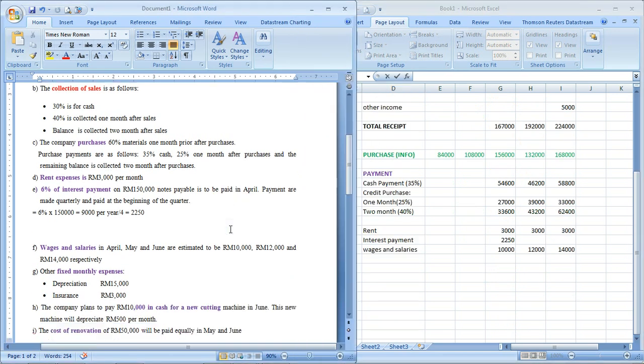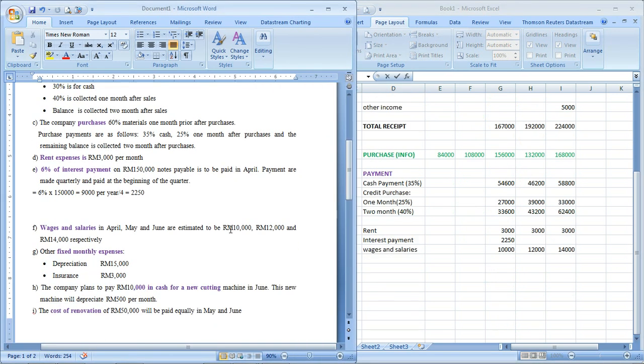There are a lot of types of payment questions. Sometimes payment is based on sales, sometimes payment is monthly. For this direct question, it is 10, 12 and 14. If the question says wages and salary is 10,000 plus 2% of your sales in that particular month, then you have to add. Now, fixed monthly payment expenses: depreciation cannot be put in the cash budget.